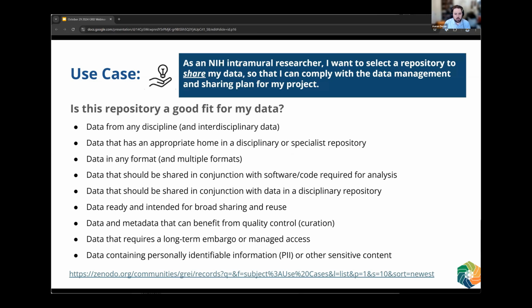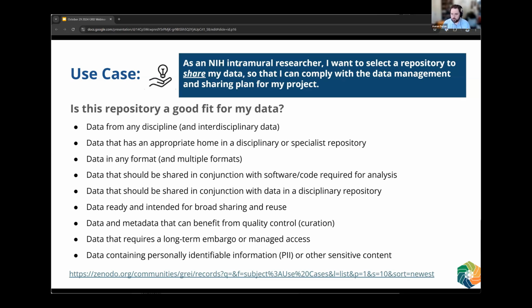Right. And the kind of questions you want to be asking yourself as you evaluate these repositories are, do they accept data from any discipline? Am I the right discipline for this domain specific repository, or is this a generalist one, right? Is it an appropriate home? And that gets to point 2, or does it have a better home somewhere specific? Can it take the data in any format or multiple formats? I don't want to just read a slide to you, but these are the things you want to look at and think about when you're picking that repository, right?